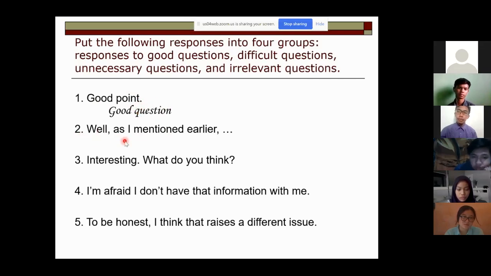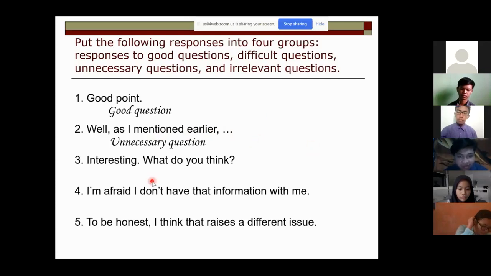And then what about the second one? Well, as I mentioned earlier, what kind of question does your audience give to you? "Mentioned earlier," that's the keyword. Yes, it's an unnecessary question. If your audience asks you something not important, you may answer, "Well, as I mentioned earlier," then you explain briefly, then move on. As the previous one, I explained, okay?